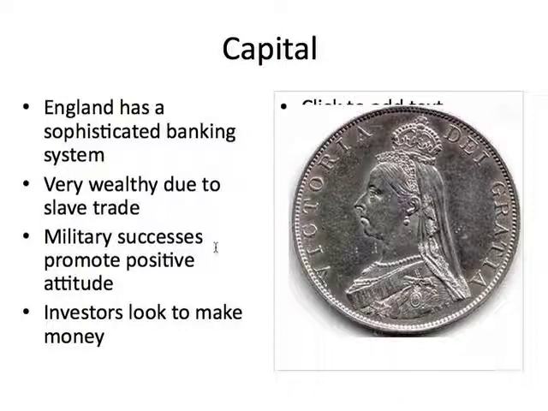Finally, capital. England had a very sophisticated banking system. This woman right here, Queen Victoria, she was the Queen of England at the time, and it was encouraged at this point. The English had a lot of capital because they were very wealthy because of the slave trade in the 18th century. And their successes in the Napoleonic Wars gave them a very positive attitude. So these investors in England said, look, we're English, everything is great for us, we have all this money in the bank, and the banks are willing to loan us the money. Let us go ahead and invest it into these new things called factories.